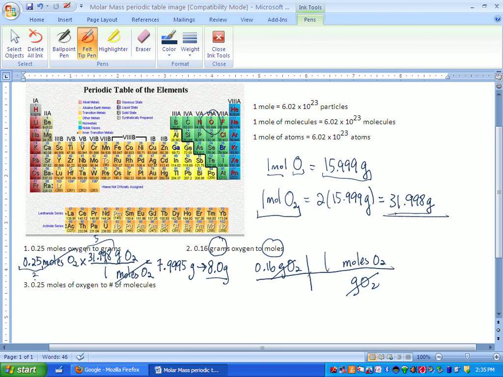So then you have the same relationship, 1 mole of oxygen. Now you're putting this on the bottom. If you carry out the calculation, you get 0.0050 moles. This is given in 2 sig figs because you use 0.16 rather than 31.998 for the sig figs, because it has fewer sig figs. If you want to use scientific notation, the correct answer will be 5.0 times 10 to the negative third moles.